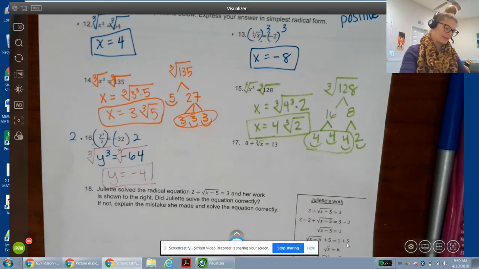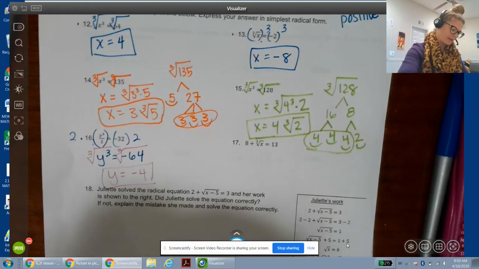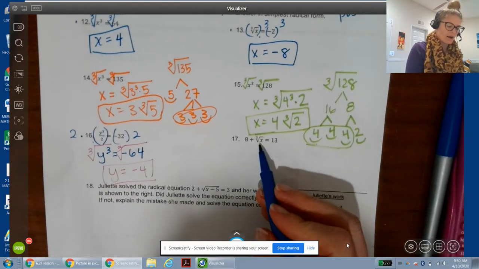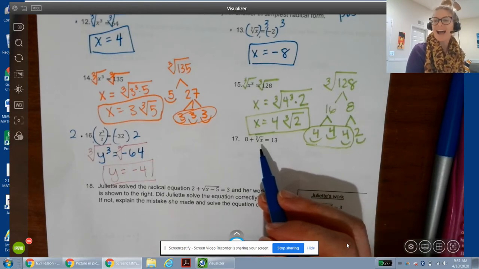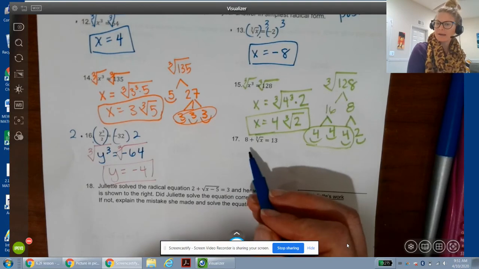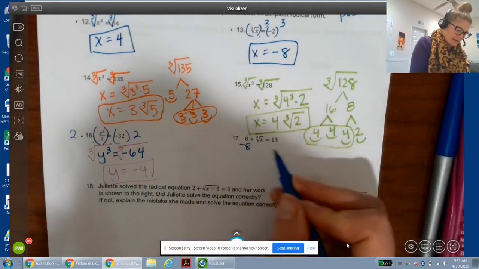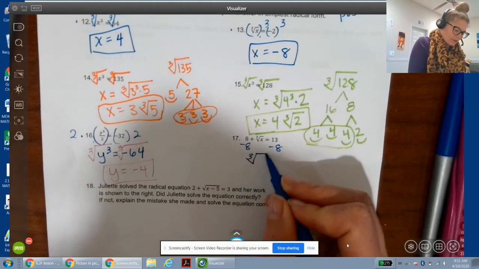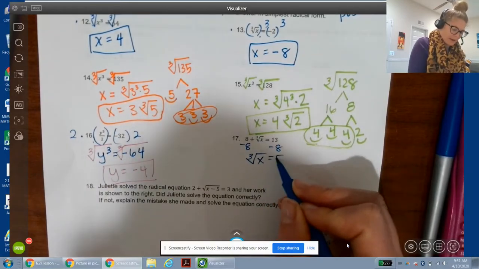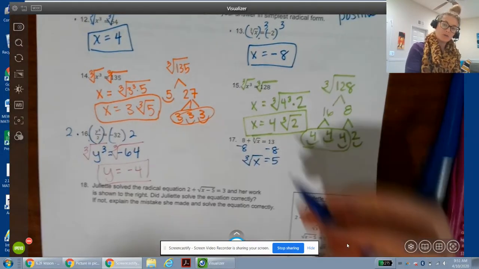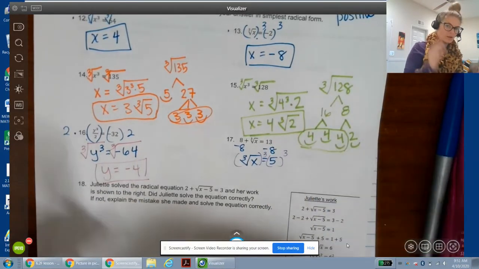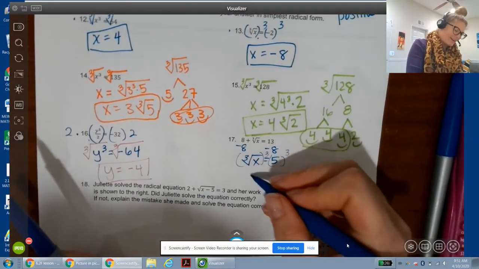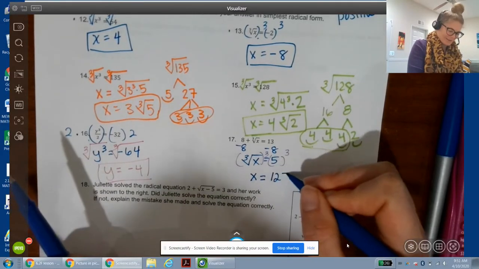Let's look and see how we did on 17. Taking a look at 17, our radical expression here is not isolated all the way. So first we have to simplify both sides by getting rid of this 8. How are you going to get rid of the 8? So you subtracted 8. Then we have the cube root of x is equal to 5. And then to undo cube rooting, you cubed both sides. Cubed it up. And you had that x is equal to 125.